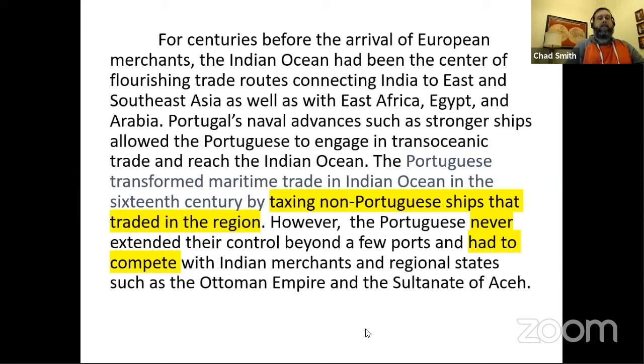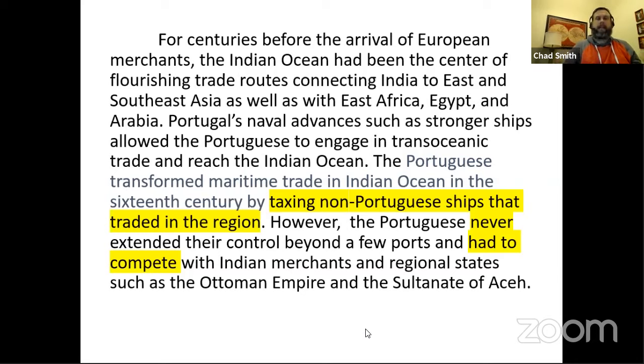So let's take a second and read this paragraph together. "For centuries before the arrival of European merchants, the Indian Ocean had been the center of flourishing trade routes, connecting India to East and Southeast Asia, as well as with East Africa, Egypt, and Arabia." Notice that Mr. Logereau is providing context by introducing the reader to the Indian Ocean.